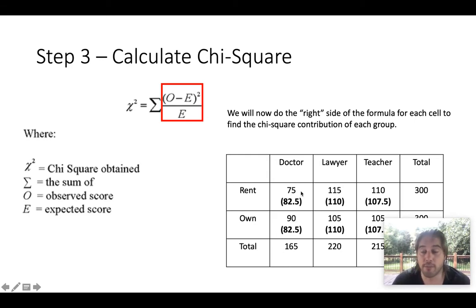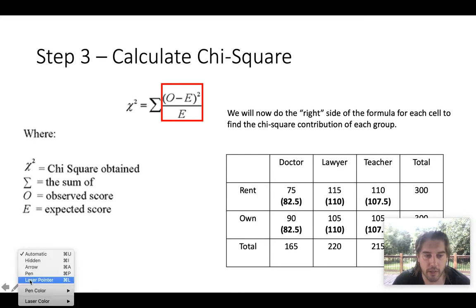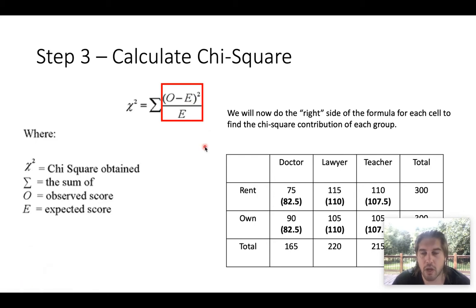We have the observations, the real data. We have the expected values, our E's up here. And then we'll end up with a chi-square contribution for each cell. We will have 6 of them. So all we're going to do is take the observed value, for example, 75 is our O for doctors who rent. 75 minus 82.5. Then we square that value, and then we divide by 82.5, the expected value. We just do that for each cell.